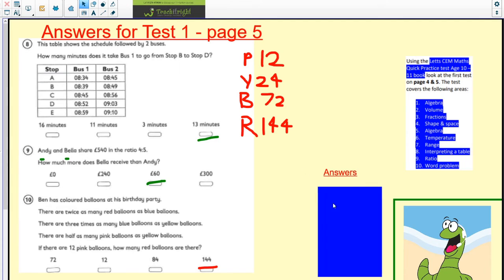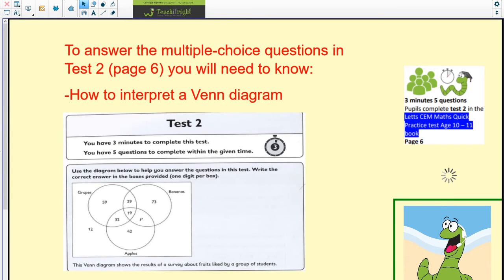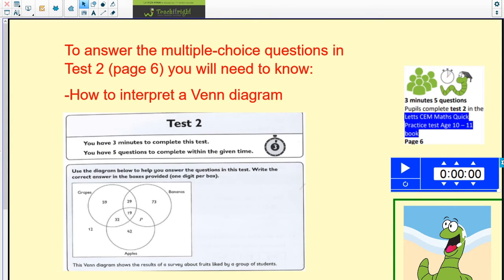Let's just check our answers. So these are what we had. We had 13, 60, and 144. And that was the test. So really well done if you got that far.